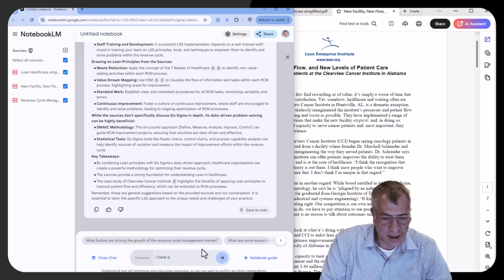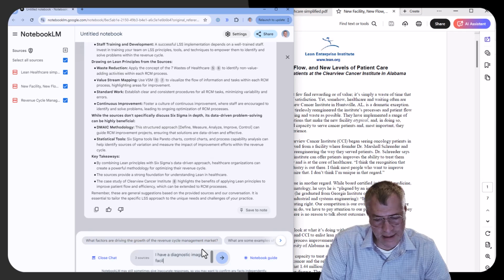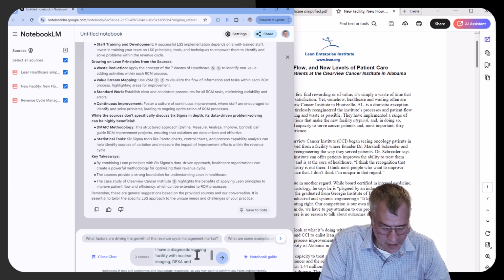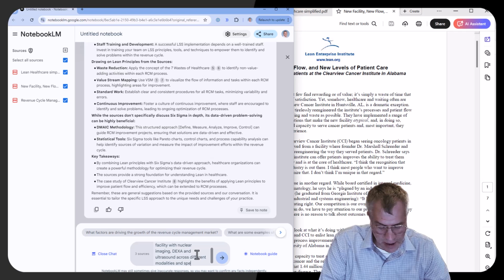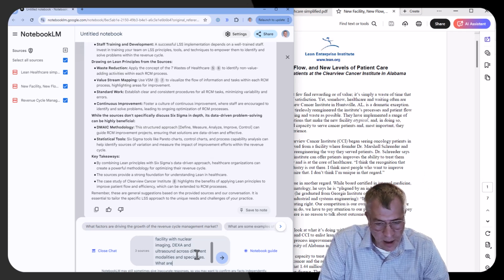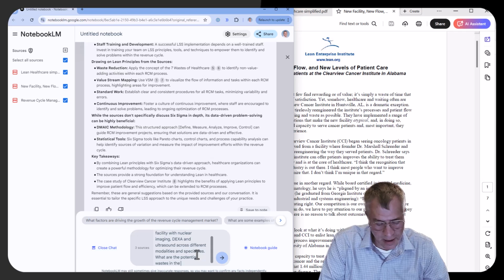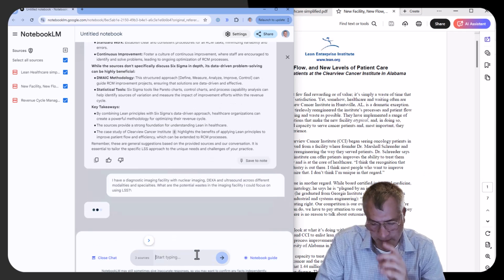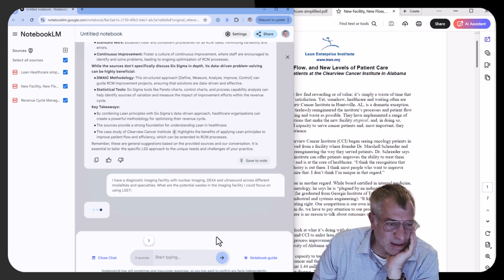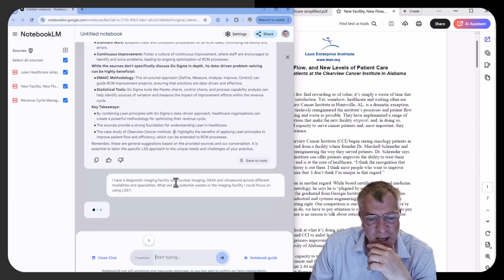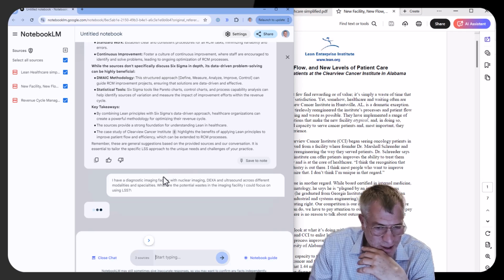I have a diagnostic imaging facility with nuclear imaging, DEXA, and ultrasound across different modalities and specialties. What are the potential wastes in the imaging facility I could focus on using LSS? So there's a concept of the 7 wastes, which I'm interested to see how it could extract from that list and apply it to this very specific area of diagnostic imaging.